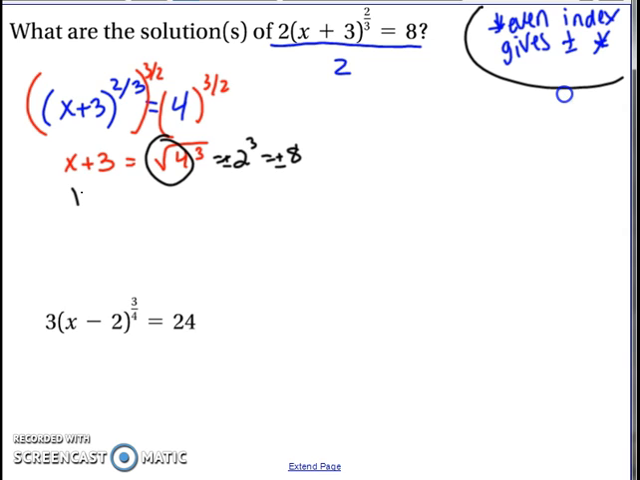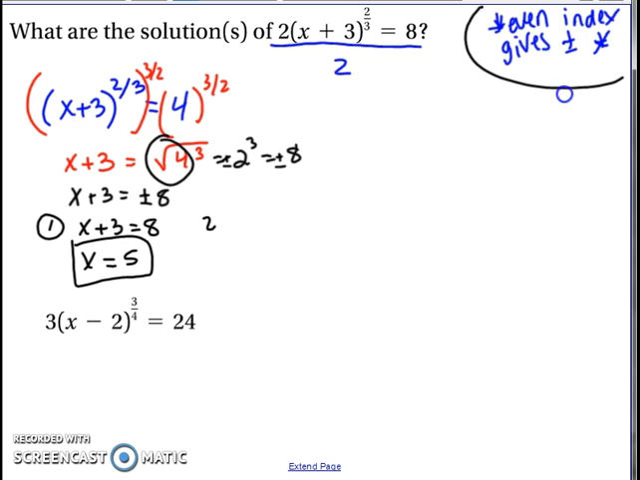So when we go to solve this, x plus 3 equals plus or minus 8. So we have two options here. We have x plus 3 equals 8, and in that case, x equals 5. Or x plus 3 equals negative 8. In that case, x equals negative 11. So you could get more than one answer. If we look at the next one, again, isolate.